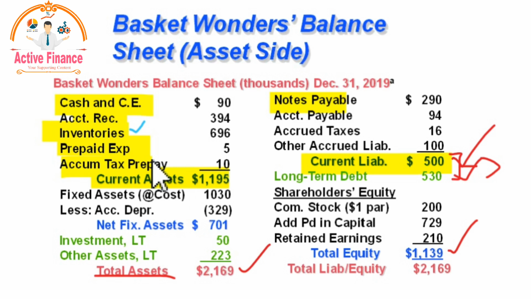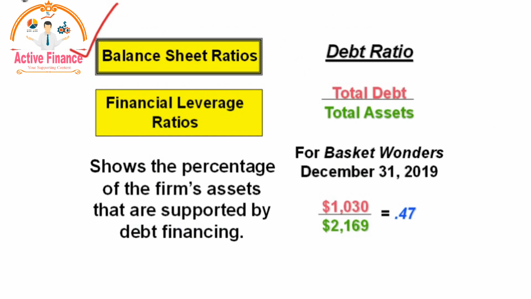Now we will put these values into the formula of the debt ratio. We have found the data. This is our total debt and this is our total assets value, and when we divide these two values, we get the answer, which is 0.47.